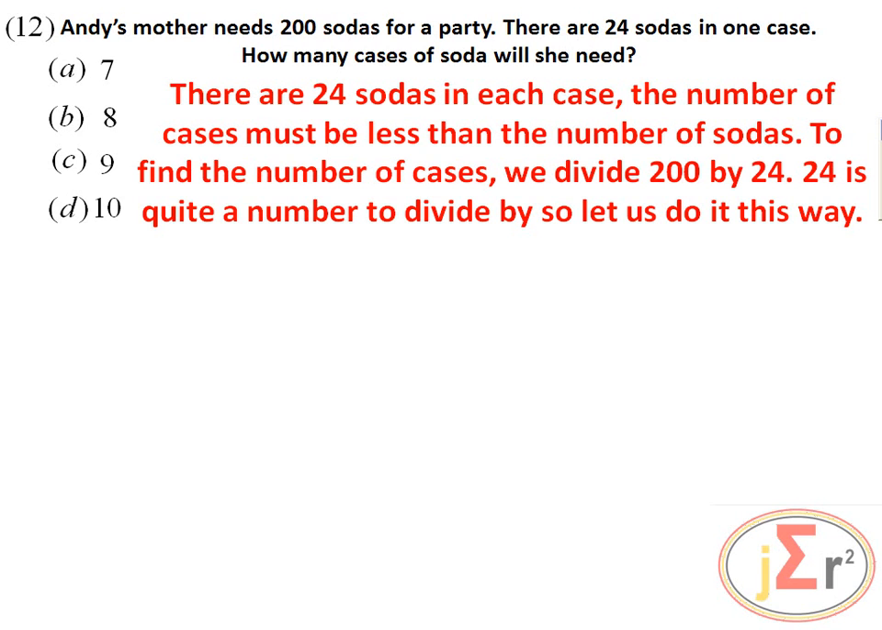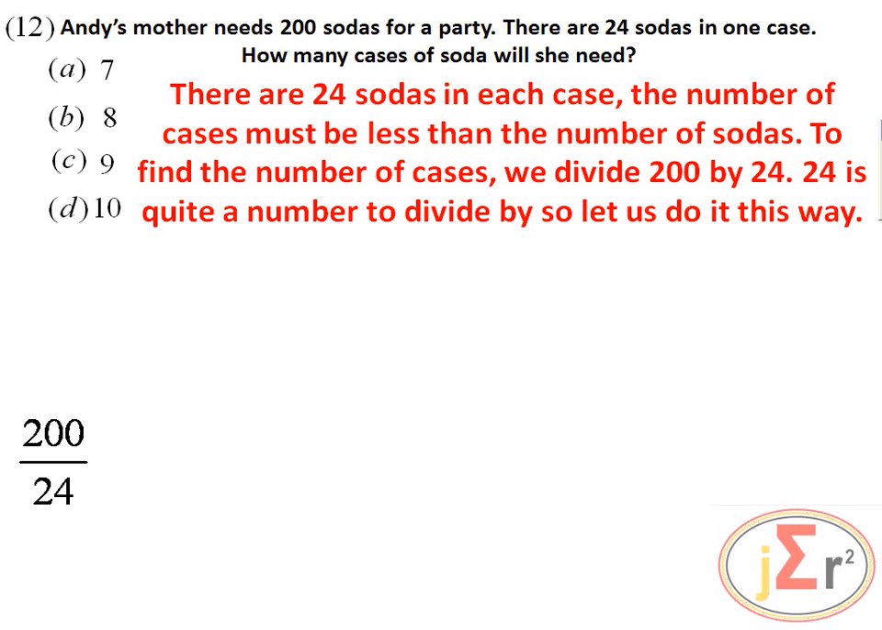24 is quite a number to divide by, so let us do it this way. So we have 200 sodas and 24 in each case. We need to know how many cases according to the statement of the problem. How many cases of soda will she need? Let's see what Jerry makes of this one. I know that Jerry will make a meal of this one. 200 divided by 24. Jerry is saying that he will not make a meal of it. Well, let's see.